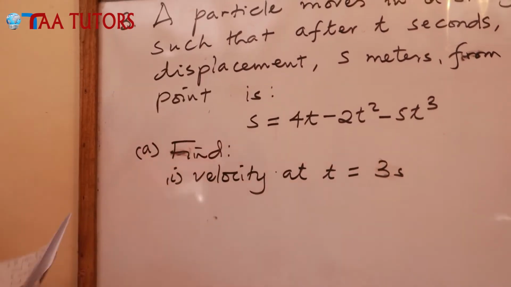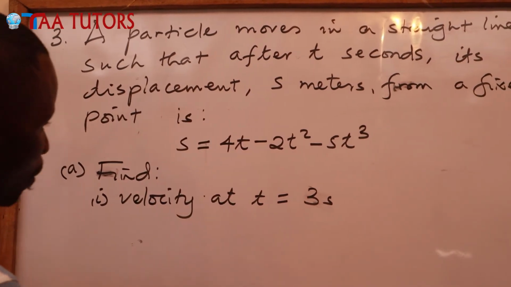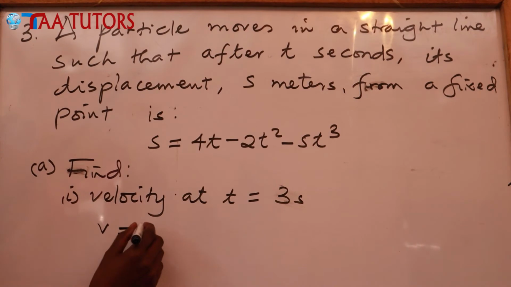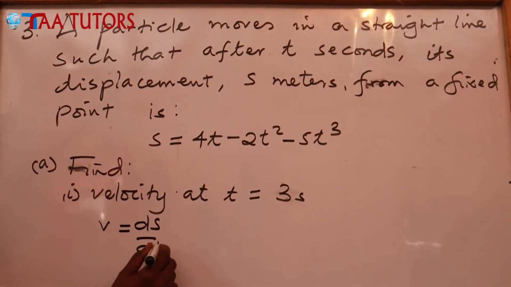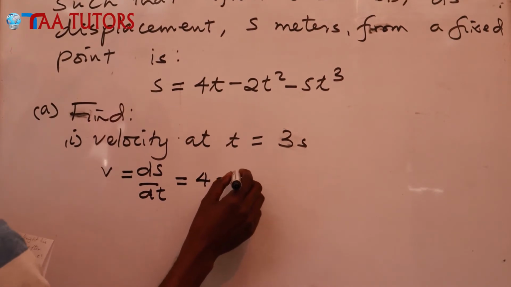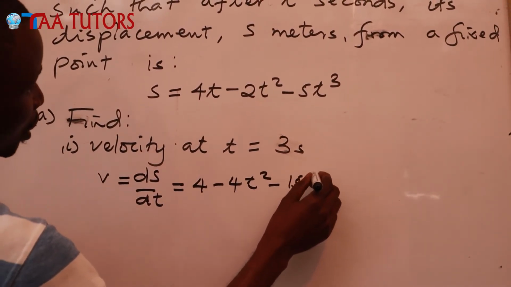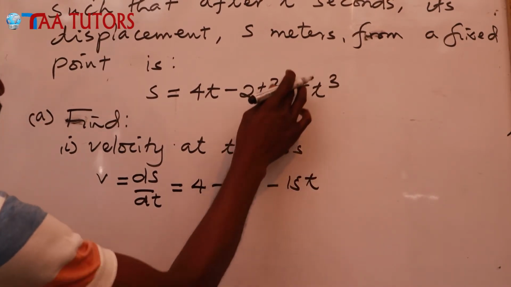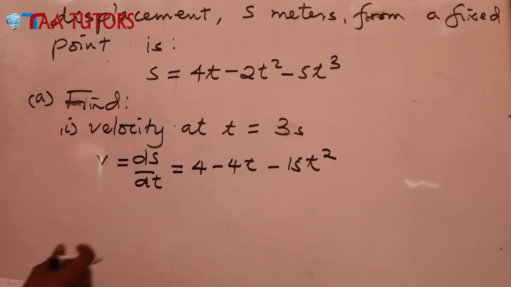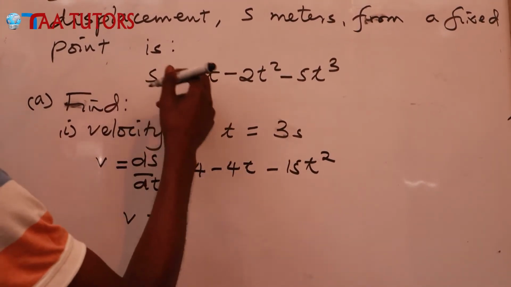So the first thing we have to do: this is a displacement function, like the distance, but we need to get the velocity. The velocity function, we said, is ds/dt. So ds/dt will be 4 minus 4t minus 15t squared. And if this is our v, we need to substitute 3.